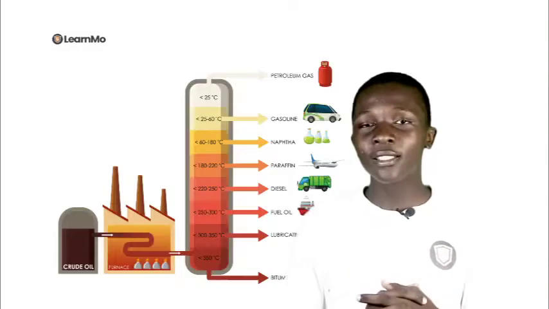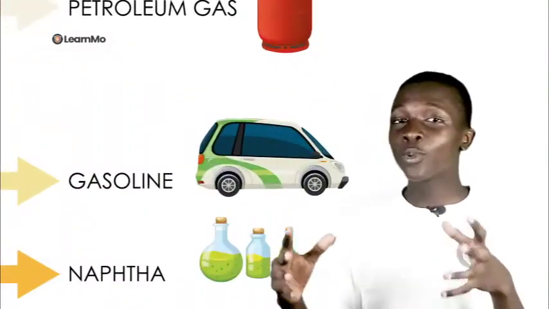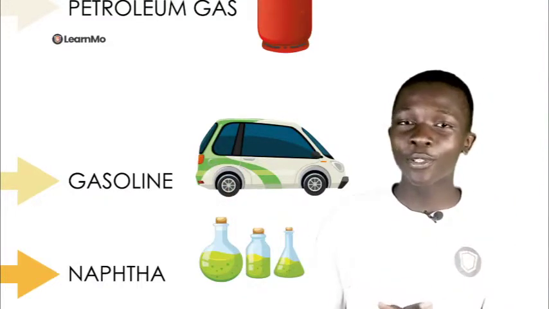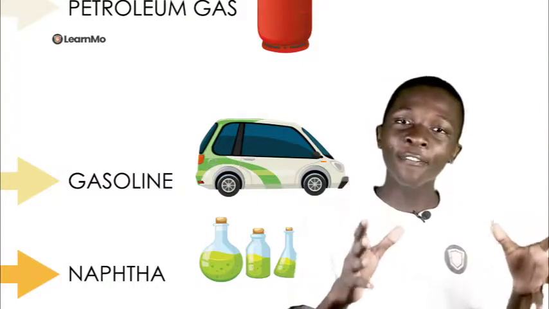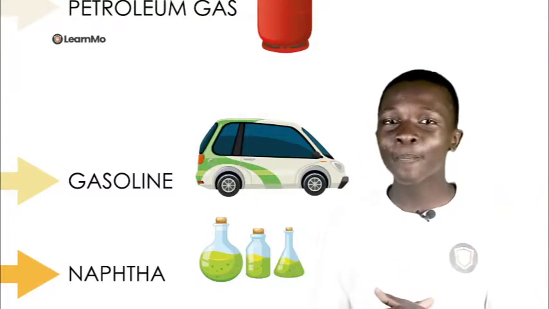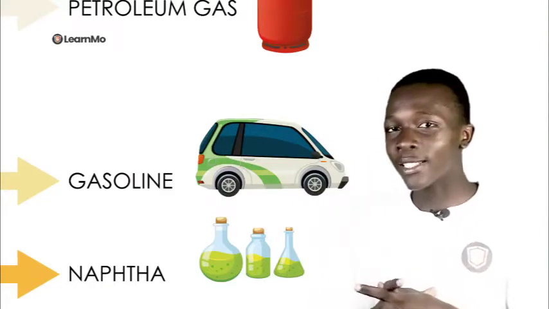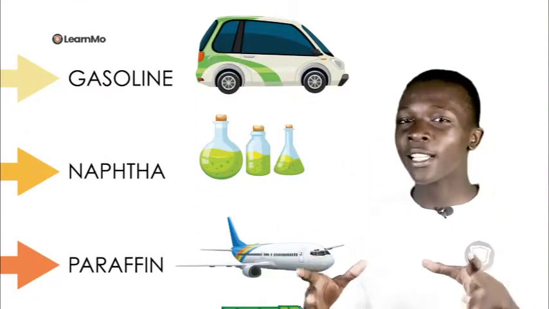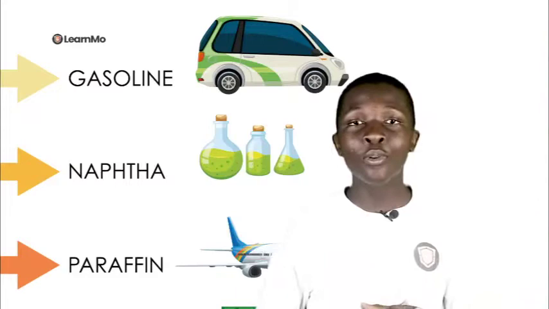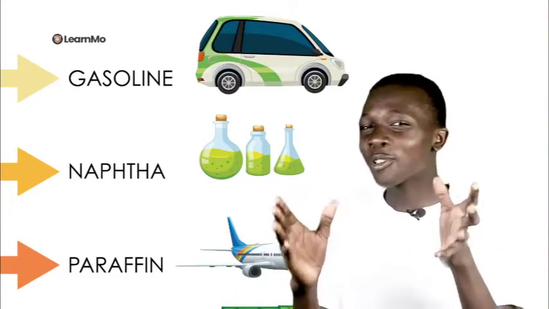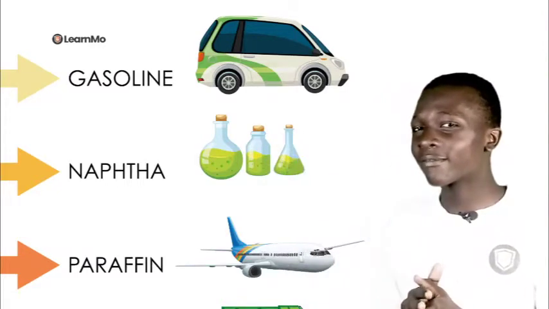Let's talk about gasoline. Gasoline, which is commonly referred to as petrol, is another fraction of crude oil, having 5 to 10 carbon atoms. It is used as a fuel in cars. On to the next one, naphtha. Naphtha has got 8 to 12 carbon atoms. It is used as a feedstock and also used to make chemicals.